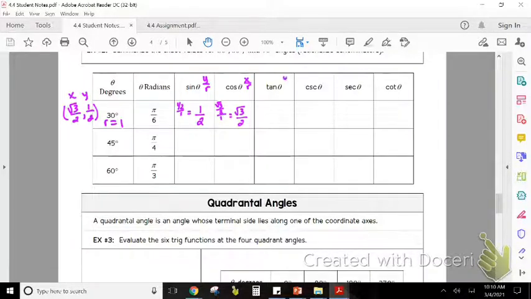Now tangent's where it gets a little more fun. Tangent is y over x. And so if I take y, which is 1/2, and I divide it by x, which is the square root of 3 over 2, I'm going to write this outside this box so I can write it a little bigger. We don't like fractions within fractions, so let's multiply by 2 to get rid of that little denominator there. And what you do to the top, you have to do to the bottom. Well, how nice. It made it go away, correct? So we get 1 over the square root of 3. You can't have that radical on bottom, so you're going to have to get rid of it. So we end up with the square root of 3 over 3.